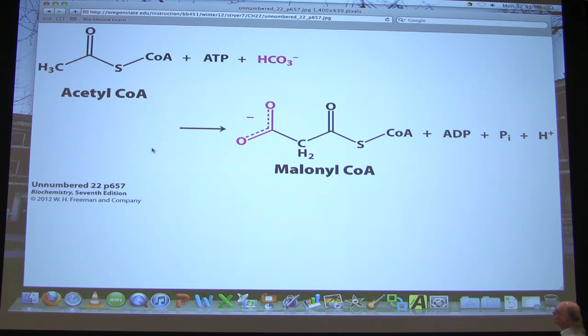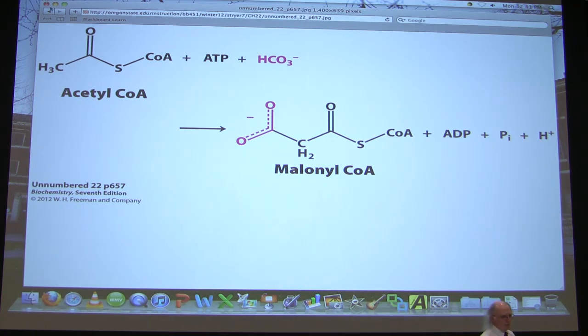By the way, fatty acid synthesis is not occurring in the mitochondrion, again with a minor exception that I'll talk about later. It occurs in the cytoplasm. So oxidation and synthesis are physically separated in the cell.